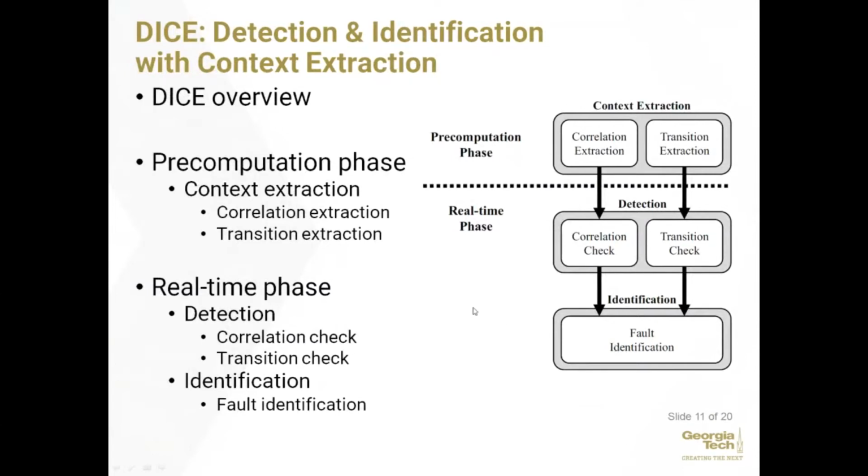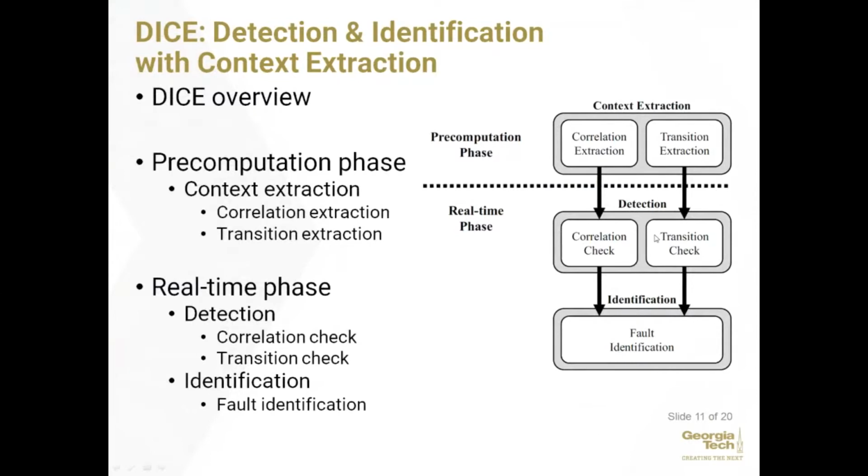In the real-time phase, there is detection, which basically will check if a fault exists, any kind of fault, and that'll be checked by the checks from the correlation. You can see first the correlation is extracted in the pre-computation phase, and then the current sensor readings are checked against that. That's where the correlation extraction comes in the general case. The transition extraction is what will be used if the correlation doesn't show up properly.